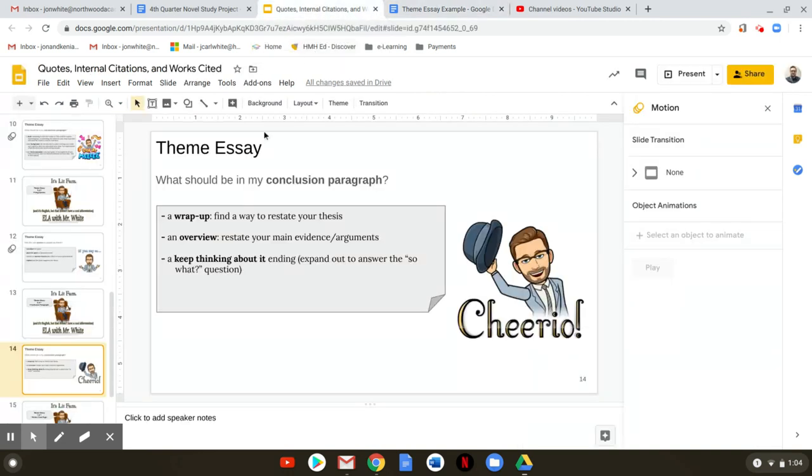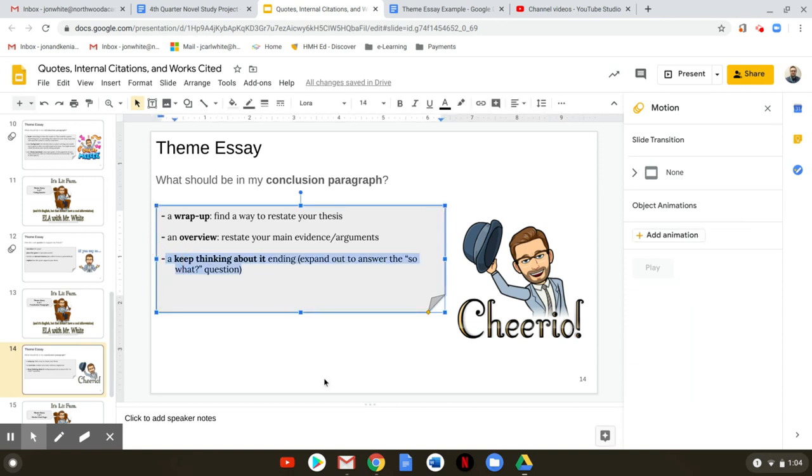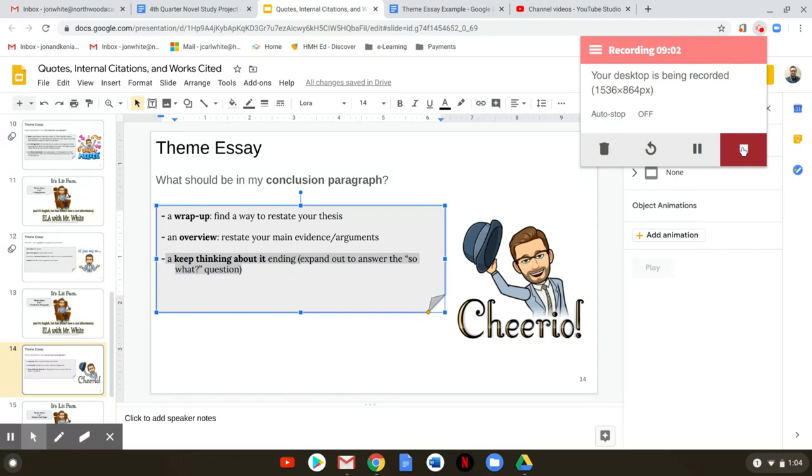We're trying to get a wrap up, a restatement of the thesis, an overview of the main arguments, but then really we want to get to this. Keep thinking about it. How can I make my reader dwell with the information that I've given them? Think about it, talk about it, write about it, and I will see you next time for the ending, the works cited page.